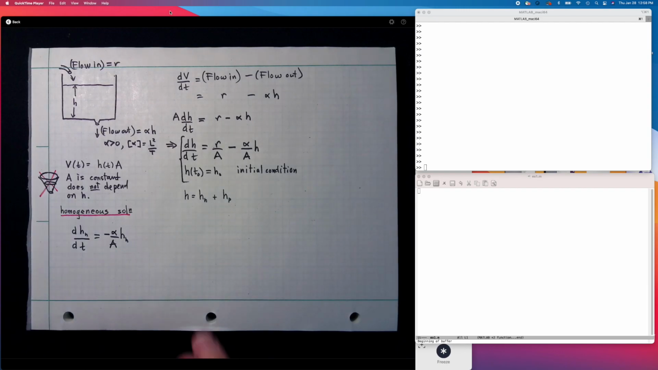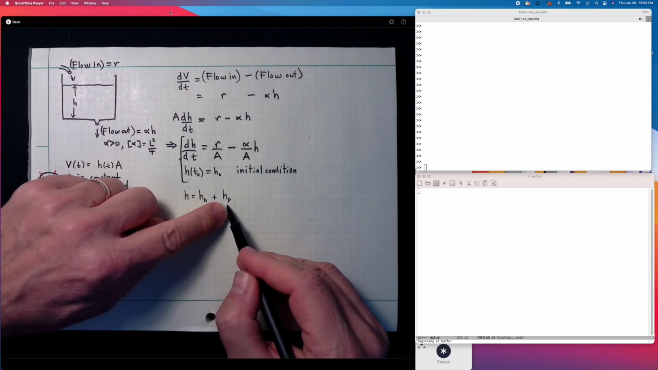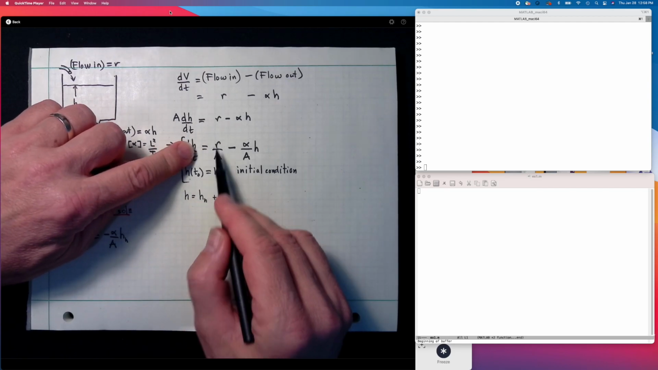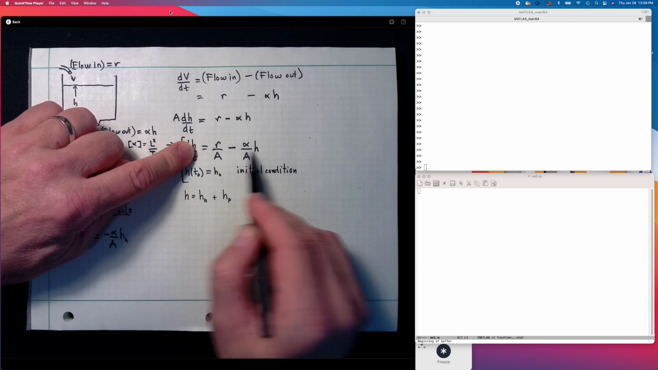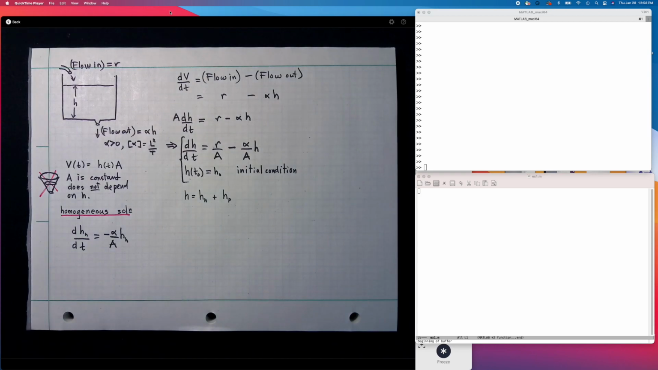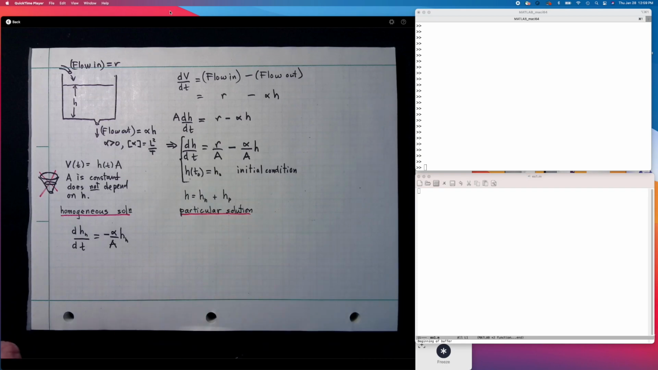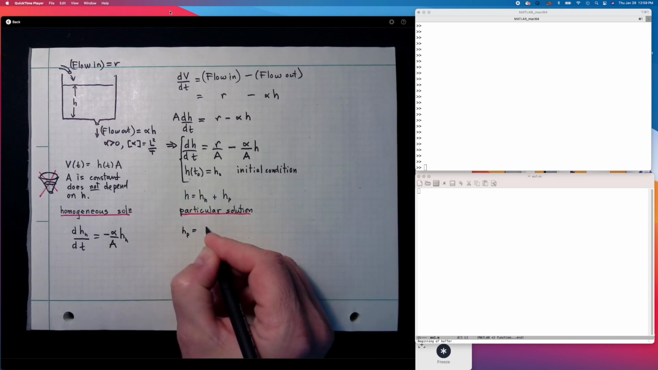And the particular solution is anything that satisfies the equation. So in particular, we can look for a constant solution. So if Hp is a constant, then the left-hand side will be 0, and we'll just have 0 is equal to R over A minus alpha over A times Hp. And then this is a simple equation to solve to get the particular solution. So let's work it out right now. The particular solution is Hp equals constant.